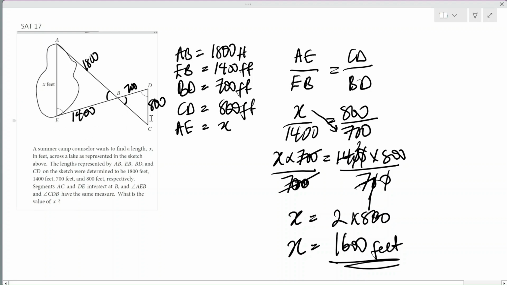So for AE, which is similar to DC, you have to multiply DC by 2 to get AE of the big triangle. So multiplying 800 by 2, you get 1600 feet. Hope you understand.